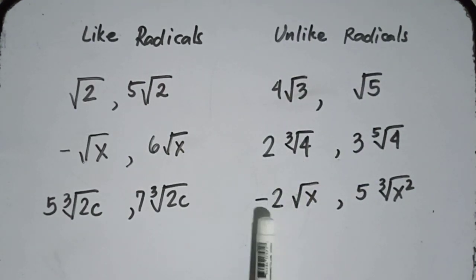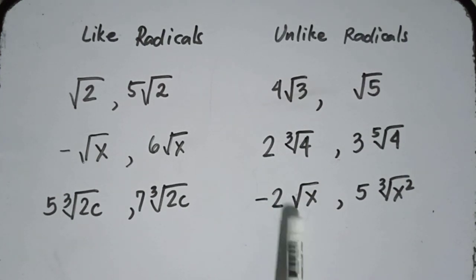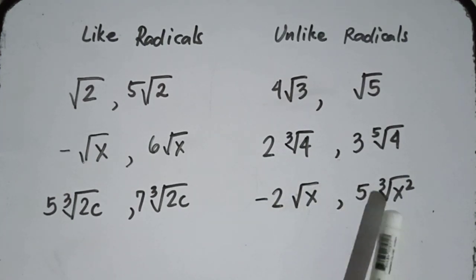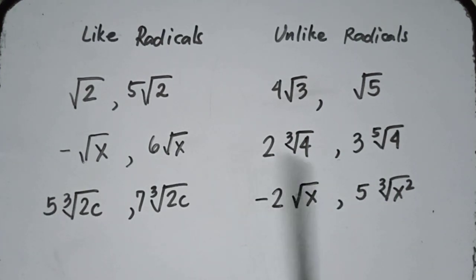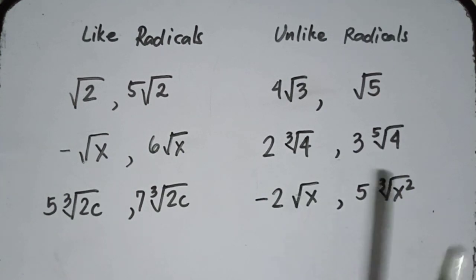Okay? And then this one, we have negative 2 square root of x, and then 5 times the cube root of x squared. Magkaiba na nga yung radicands, magkaiba pa yung index. So talagang silang dalawa ay unlike radicals.